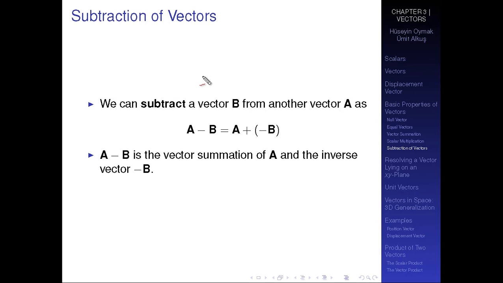Combining the property of vector summation and also scalar multiplication, we can subtract a vector B from another vector A as A minus B, that is A plus (minus B), where minus B is the inverse vector of B. Then we say that the vector subtraction A minus B can be seen as the vector summation of A and the inverse vector minus B. In the following slide, we show how subtraction is done geometrically.